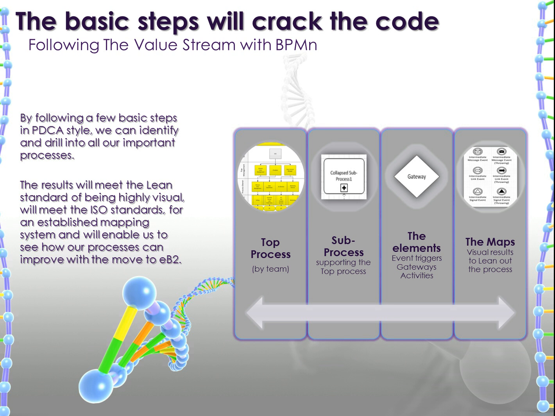The basic steps of BPMN modeling will crack the code in our value stream and will lead us to understand our processes. By following a few basic steps in PDCA style, we can identify the value of our important processes. The results will then meet the lean standard of being highly visual, will meet the ISO standard for an established mapping system, and will enable us to successfully migrate to EB2.